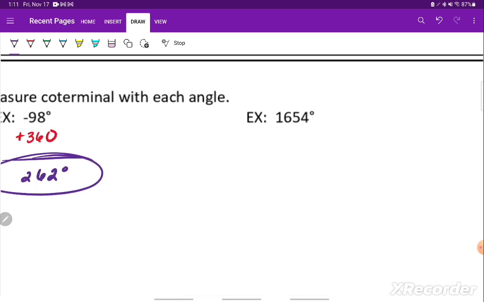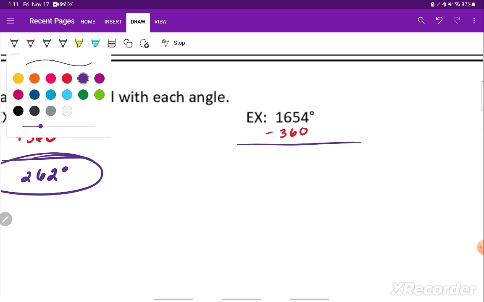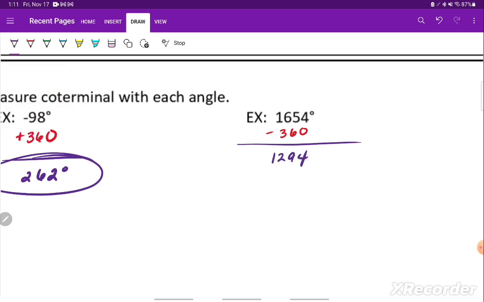Our last example is a large positive number. We're going to start it the same way we did the first example in this grouping. I'm going to start by subtracting 360 degrees. When we do that, we get 1,294. That number is still larger than 360. So we're going to subtract 360 another time. That gives us 934. Still too big. I'm going to subtract 360 again.